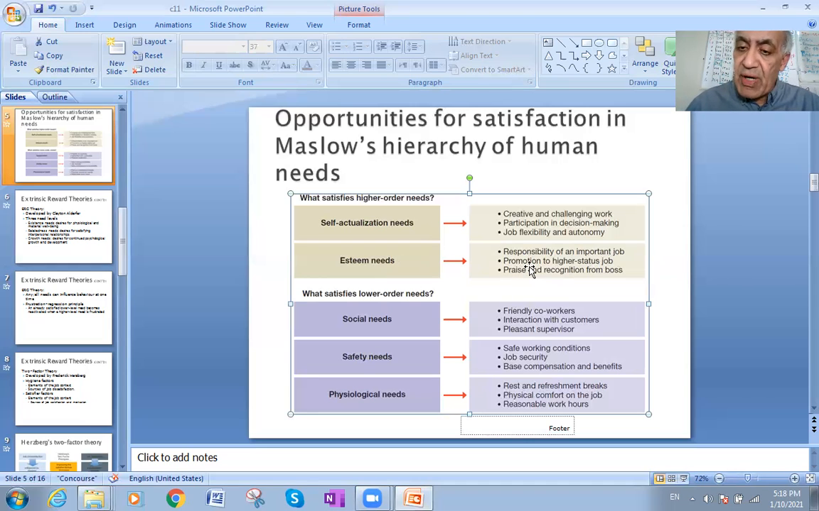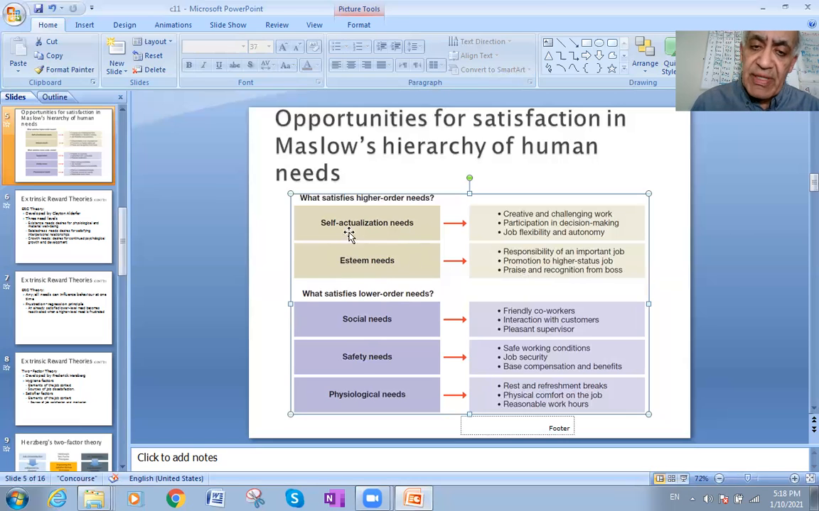Responsibility of an important job, make them feel responsible. Promotions to higher status jobs, if you give them promotion for high jobs, praise their work always whenever they do something. Oh, you did a very good job as a manager. You did a very good job to your employees, so that you satisfied in this case their esteem needs. How about the last one, which is self actualization needs?